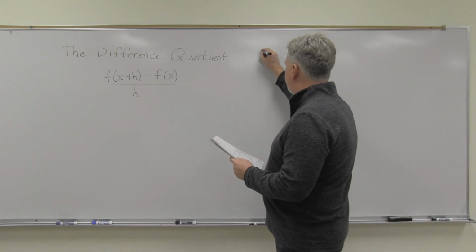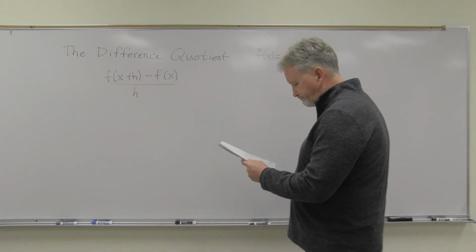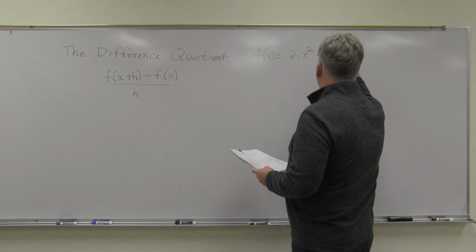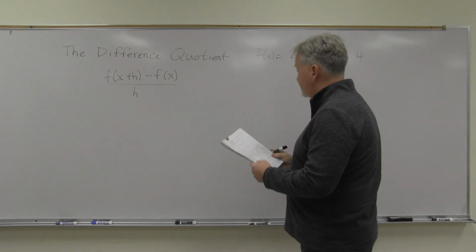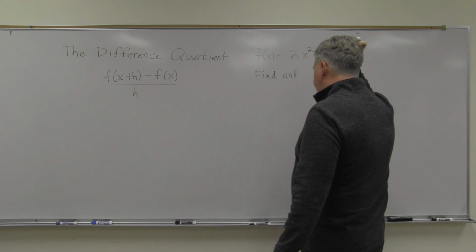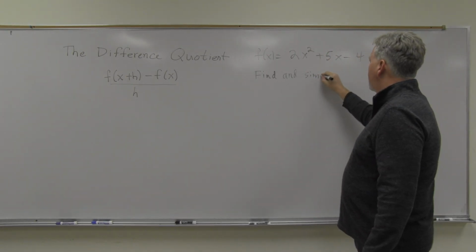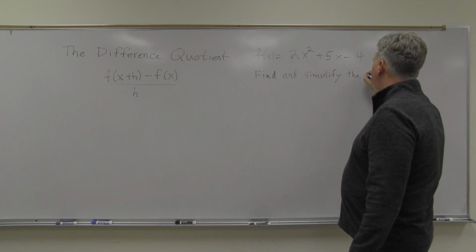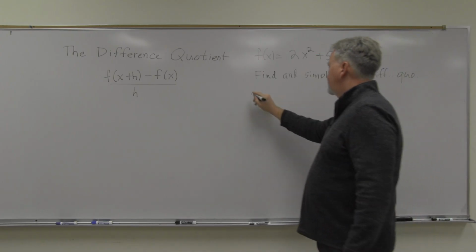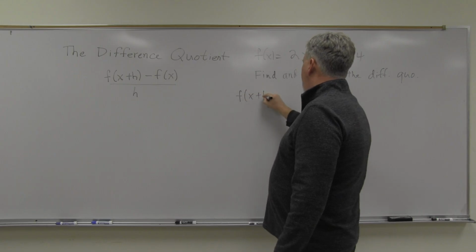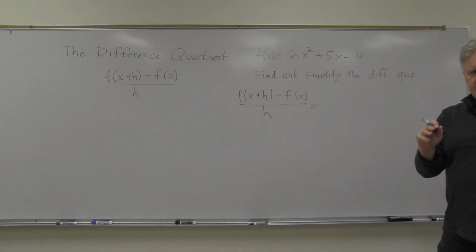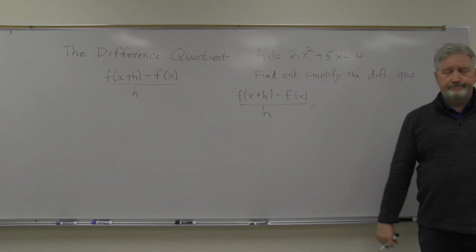Let's take the function f of x equal 2x squared plus 5x minus 4. And let's find and simplify the difference quotient for that function. All right, and so f of x plus h minus f of x over h. Surprisingly, what happens a lot of times on this is it simplifies pretty nicely.